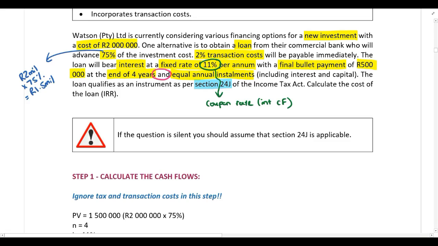So what does that mean? If Section 24J of the Income Tax Act applies, it means the company will get the tax deduction for interest as the interest accrues over the period. So you don't get the tax deduction when the interest is actually paid, you get the tax deduction as the interest accrues over the loan period.